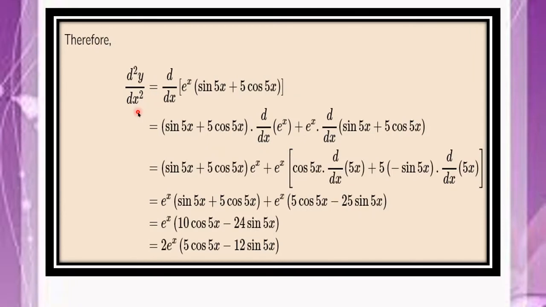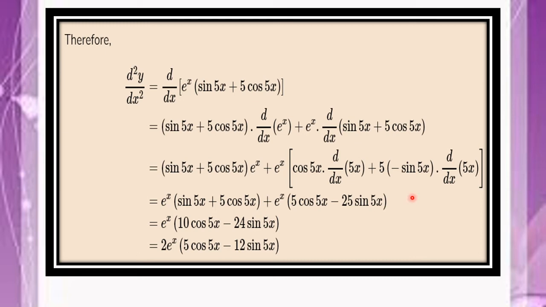Now we have to take the derivative of this again. Product rule is applicable again. First term as it is, sine 5x plus 5 cos 5x. It does not matter which function you consider as first and which as second while applying the product rule. So the derivative of e power x is e power x only, plus e power x as it is and the derivative of this. Here sine 5x, what is the derivative? 5 cos 5x, and here 5 cos 5x gives minus 25 sine 5x.